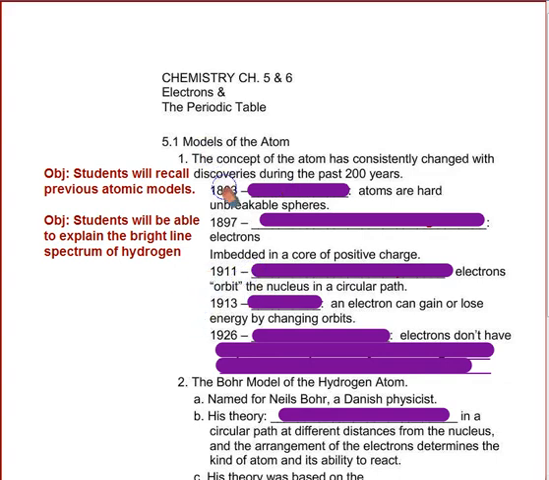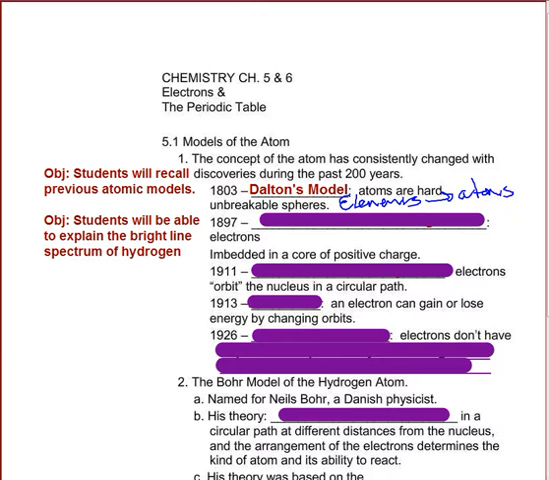So, the concept of the atom has consistently changed with our discoveries over the past 200 years. We started, in really revolutionary times or just afterwards, where John Dalton came with the theory that atoms are unbreakable spheres. Every element has its own atom, and so the big concept here was the discovery of elements, and that elements have their own atoms.